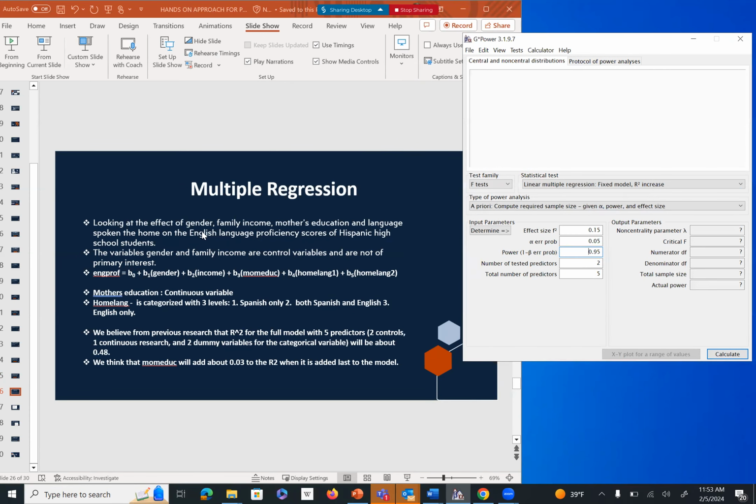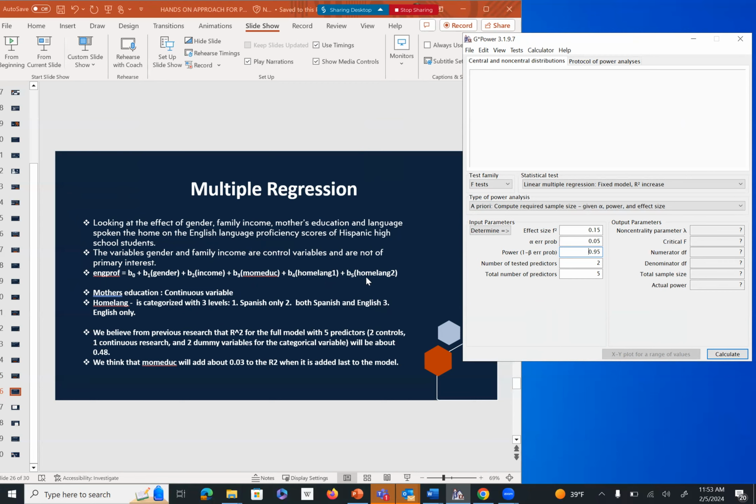Now here our question is, we're looking at the effect of gender, family income, mother's education, and language spoken at home on the English language proficiency scores of Hispanic high school students. The variables that I'm considering as control variables are gender and family income, and they're not of primary interest. Mother's education was a continuous variable, and the home language 1 and 2 are categorized, so they're factor variables, categorized into either Spanish only, or both Spanish and English only.